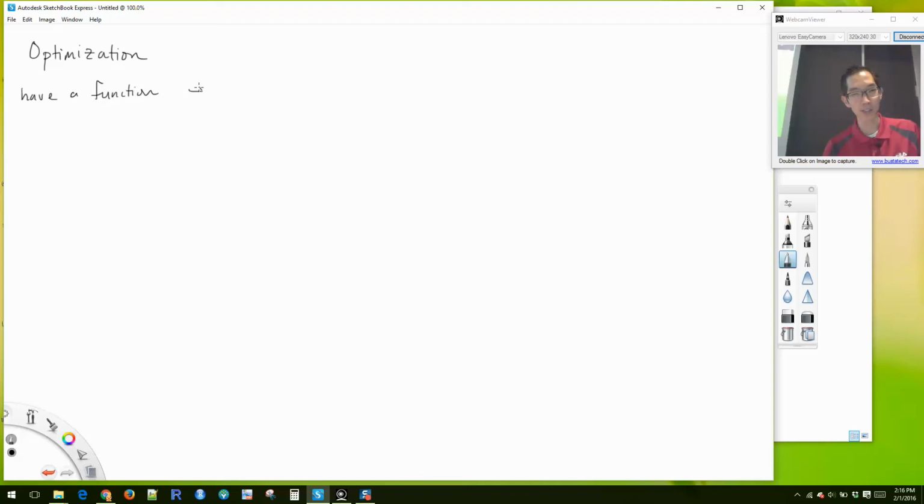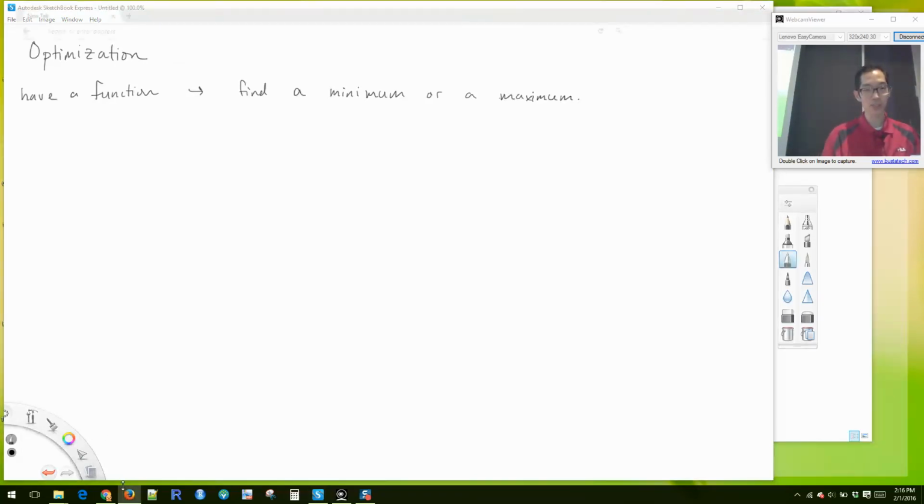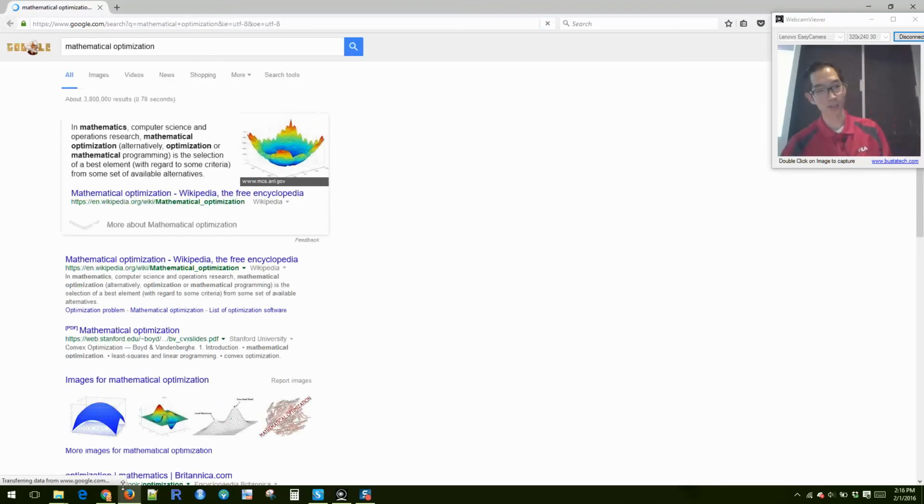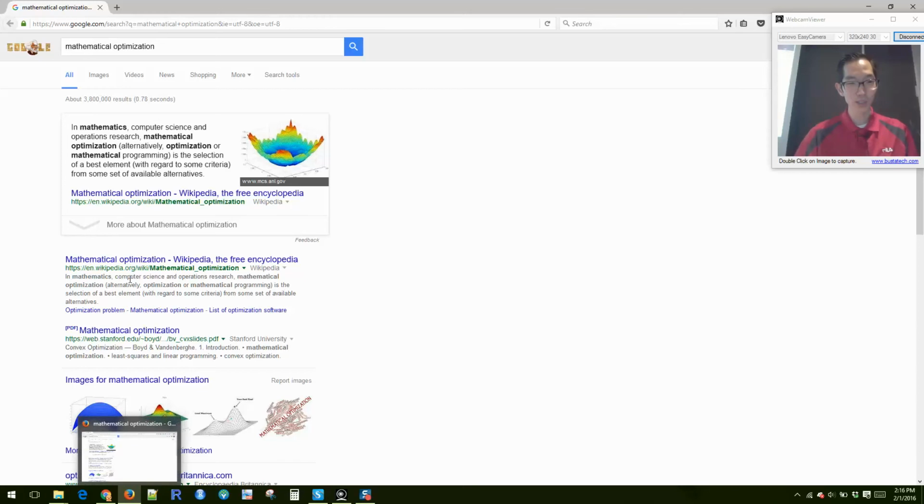We have a function and we want to find a minimum or a maximum. If you go onto Wikipedia and look up mathematical optimization, they have like 50 different methods. Maybe not 50, but there are lots, so we're not going to be able to cover all of these.